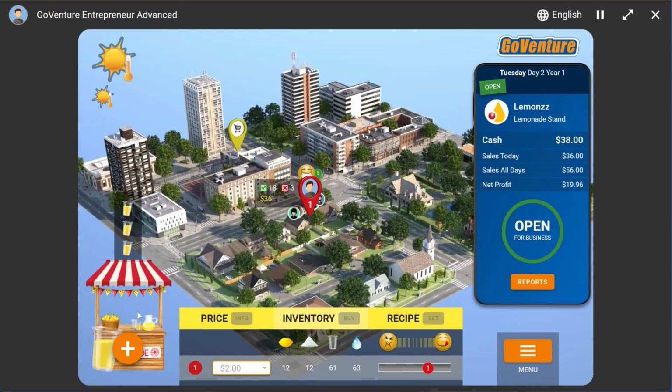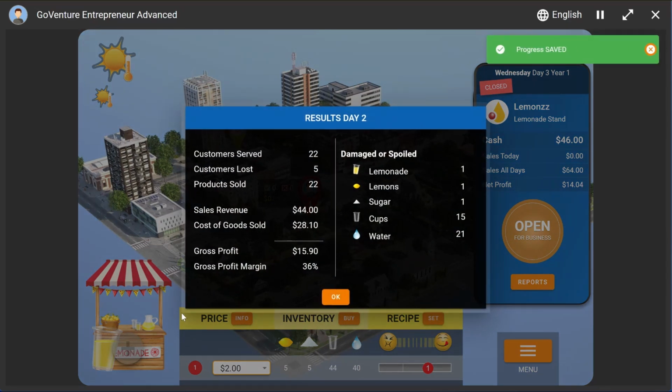So here we go. I've got a whole bunch of cups ready to go. I don't want to mix too many ahead of time in case I run out of customers. And it looks like maybe we're nearing the end of the day. And here it is. All right, so we've served 22 customers today. We only lost 5, and we lost 5 because my service was a bit slow.